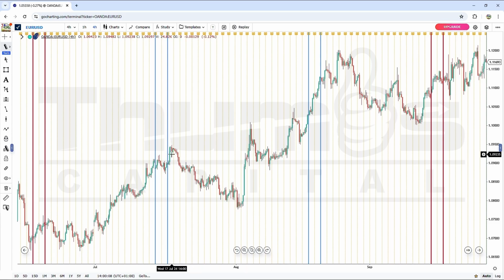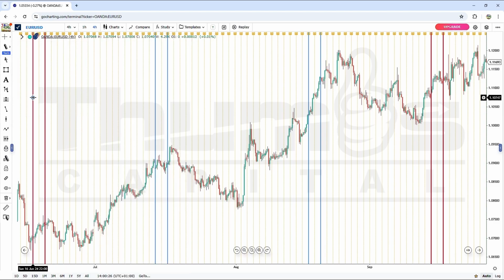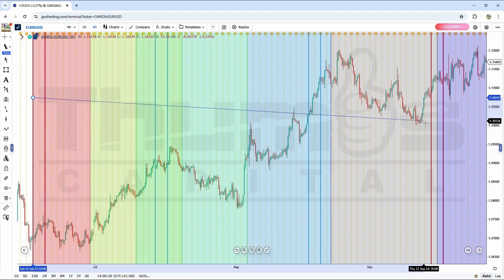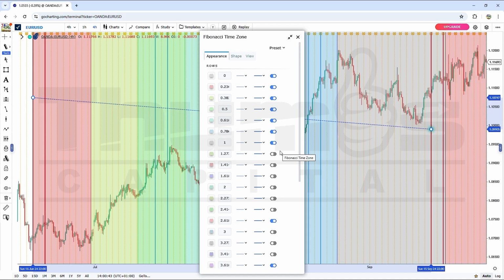So to do that, I use the Fibonacci time zone tool. We spread the Fibonacci time zone tool from the open of the quarterly contract to the open of the next quarterly contract. As you can see, the settings of the Fibonacci time zone tool are not what we expect them to be. So let me turn all this off.